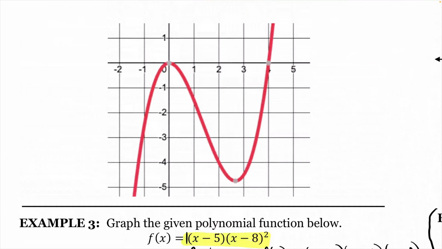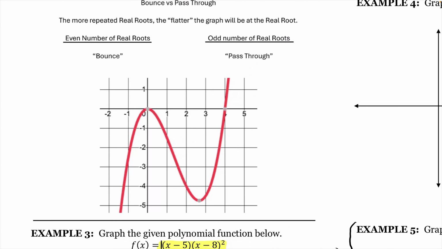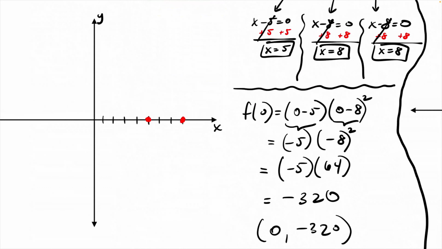So let's go back up to this one. When we have an even number of roots, it bounces. Even numbers are 2, 4, 6, 8. You get that. Odd number, it passes through. 1, 3, 5, 7. Okay. So I have these 2 as my roots. How many 5s do I have as an answer? 1. So that means it's going to pass through. I should have an arrow going this way and an arrow going this way. That's how it should end, because it should look like this, right?